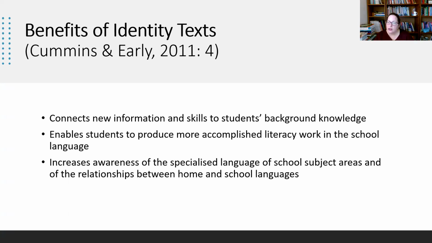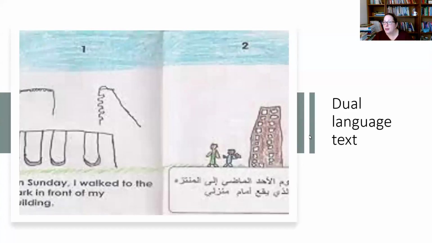And so this also helps develop an awareness of the specialized language of school subjects and the relationship between the school and the home languages. So this is an example of a dual language identity text. It was created by a young refugee in Canada. You can see she's got her home language on one side, and then she worked with a peer to translate the story she'd written into English.